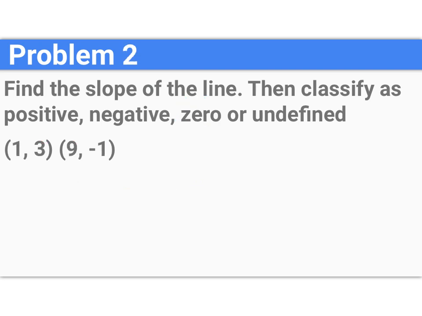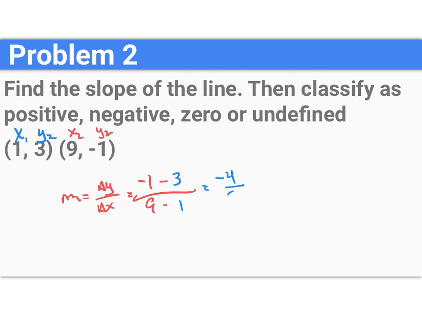Okay, find the slope of the line. Okay, x, y, I call this x1 and y1. And let's call this x2 and y2 again. We have m is the change in y divided by the change in x, which is negative 1 over 9. And then negative 1 minus 3, and then 9 minus 1, which gives us negative 4 over 8, which is negative 1/2. And so the slope is negative, which means it goes down from left to right.